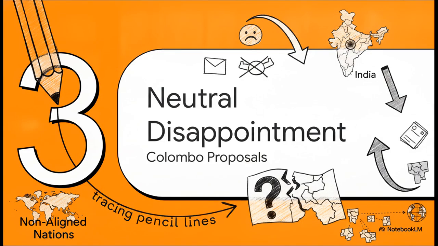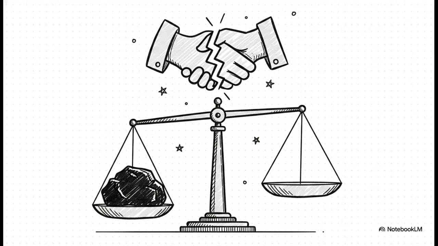Section 3. The Neutrality Disappointment. Tracing our pencil lines down to the non-aligned nations, the very bloc India itself championed, the story takes a deeply ironic and frankly frustrating turn for New Delhi. India fully expected staunch support from its non-aligned peers, but instead, they received deafening neutrality.